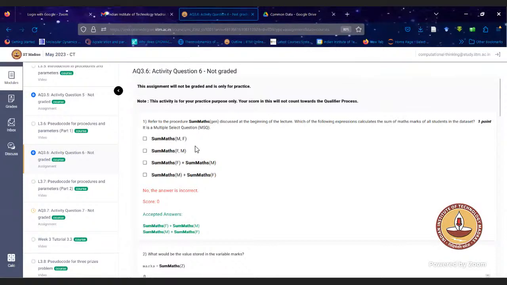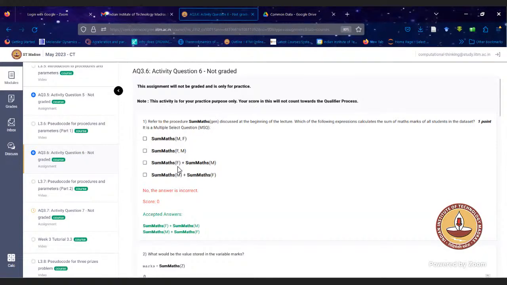What was your question? What was your answer for this? I thought all 4 options were correct, but the first and second options are not correct. Let's say the last two are correct, right? Yes, sir. Any query in this question? Why are the first and second options not correct? Because of the way the procedure is declared. The procedure is sumMath and it only takes one parameter. It doesn't take two parameters. In here, you're passing male as well as female to it, so this is a wrong procedure call.